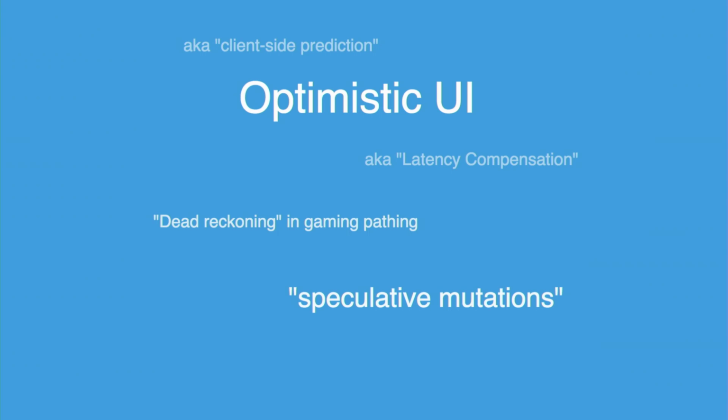Like the simplest definition that I found was speculative mutations. The basic idea is when you modify something in your database, first you do it on the client so the UI can update immediately, and only then you go to the server and do it in the background. So for the user, when they use your application, everything appears to be really fast because all the changes are made locally.